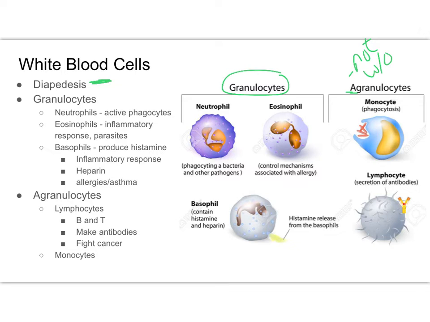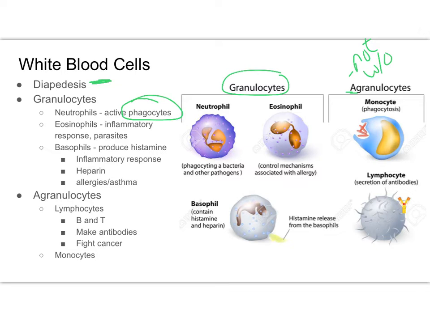So we have three types of granulocytes. We have neutrophils, which are active phagocytes. So they're actively going around looking for things to eat, to consume, to break down. These are our most abundant type of white blood cell. So we have the most neutrophils of any kind of white blood cell.